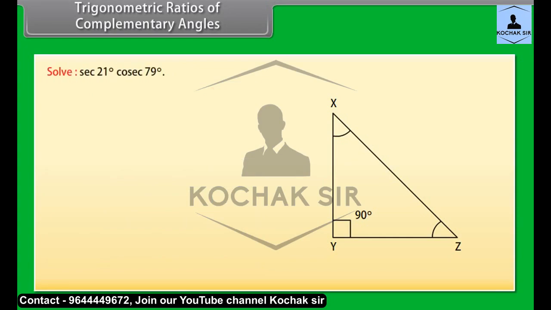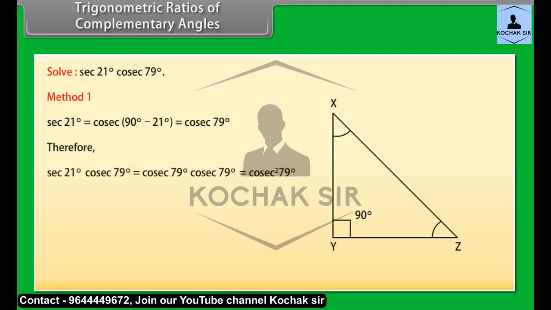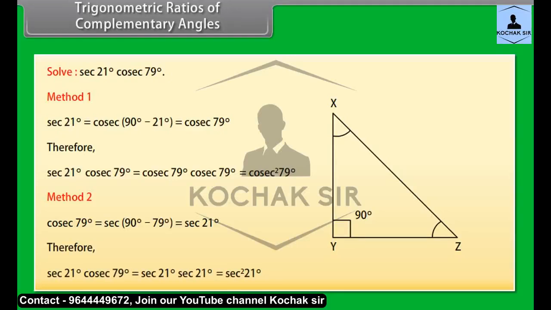Solve sec 21 degrees times cosec 79 degrees. Sec 21 degrees is equal to cosec (90 degrees minus 21 degrees) equals cosec 79 degrees. Therefore, sec 21 degrees cosec 79 degrees is equal to cosec 79 degrees cosec 79 degrees, which equals cosec square 79 degrees. Let us solve the same question in a different way. Cosec 79 degrees is equal to sec (90 degrees minus 79 degrees) equals sec 21 degrees. Therefore, sec 21 degrees cosec 79 degrees is equal to sec 21 degrees sec 21 degrees, which equals sec square 21 degrees.